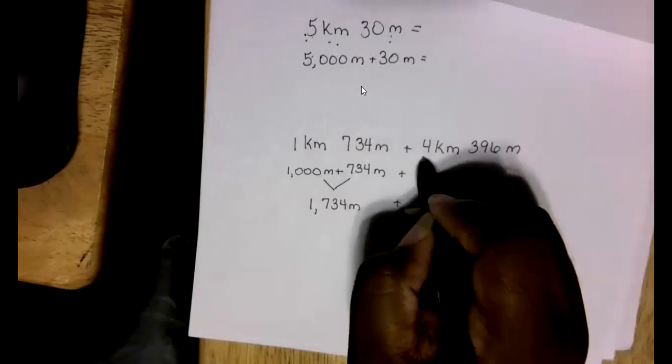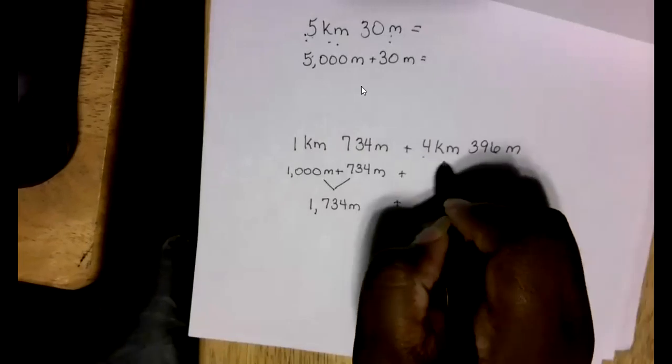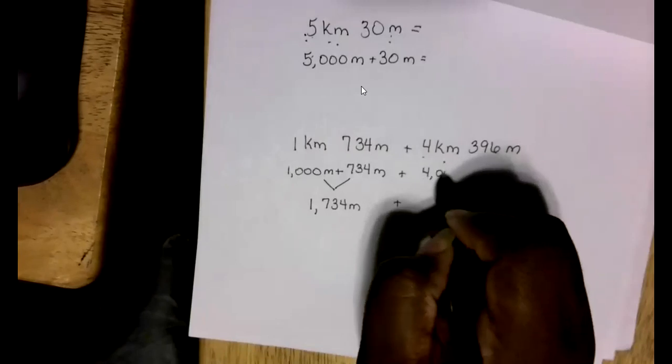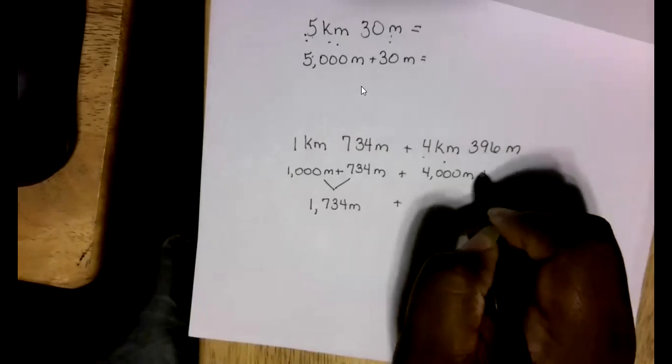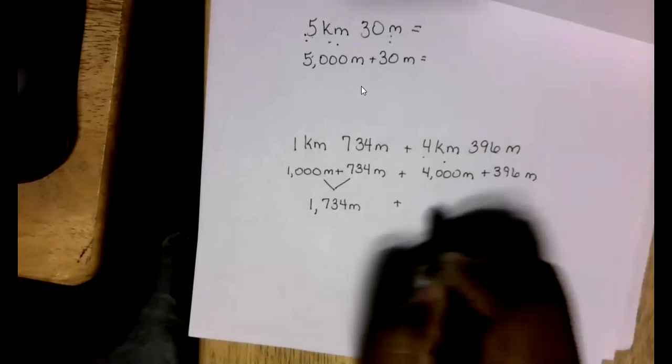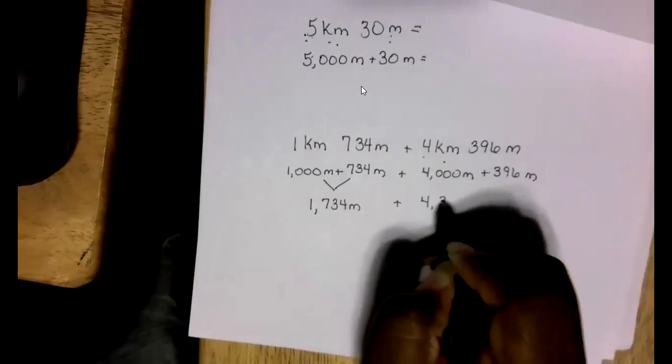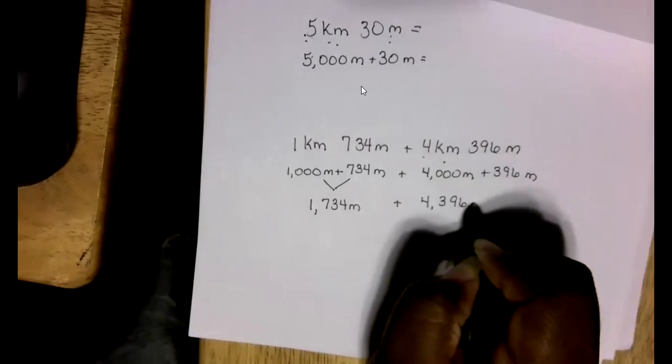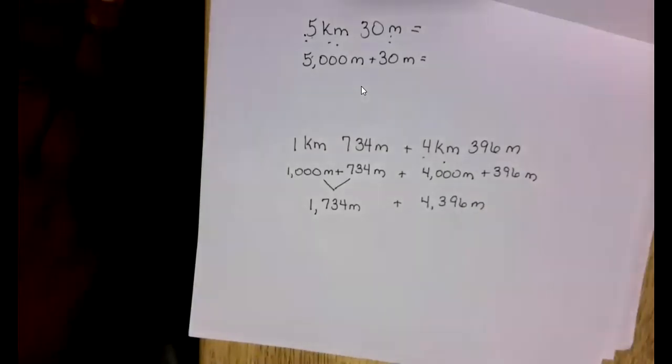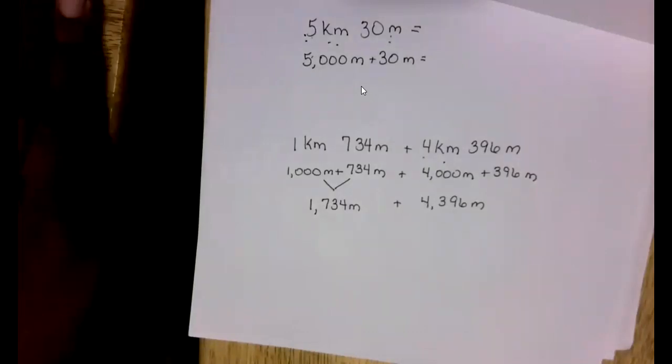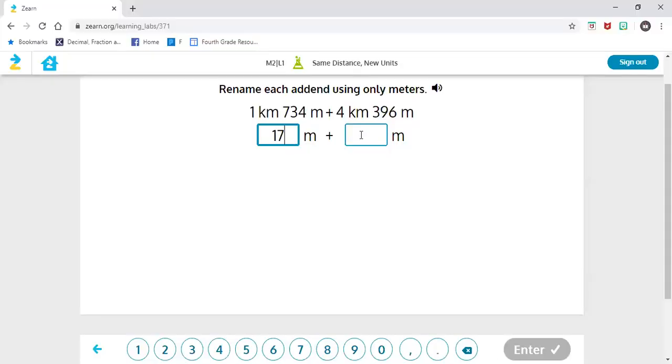So 4 kilometers will give me how many meters? Yes, 4,000 meters plus 396 meters, which will give me 4,396 meters. Now, that's only us converting because we haven't added yet. And remember, I would never add horizontal. So we're going to enter this in 1,734 and 4,396. Let me make sure I add my commas.